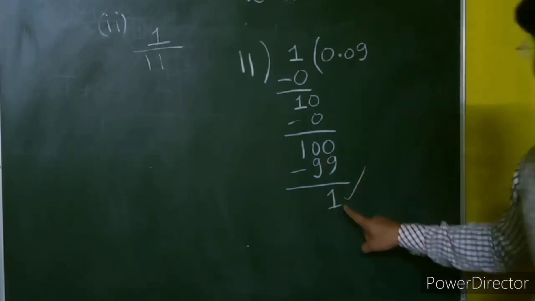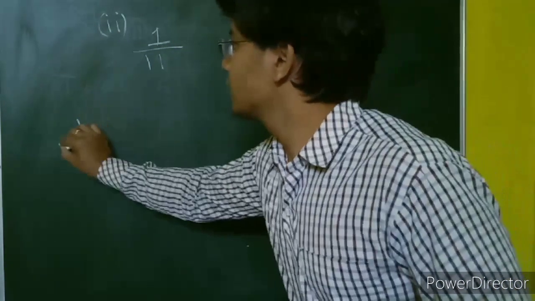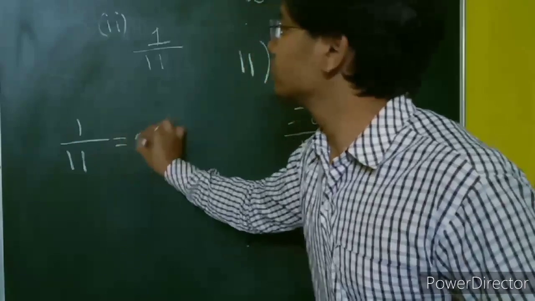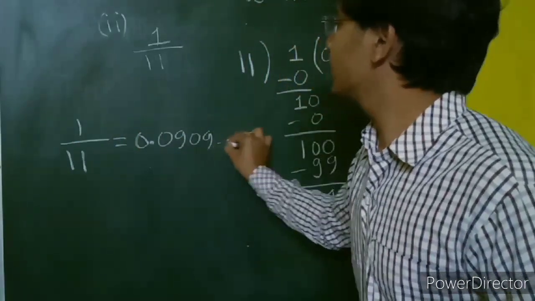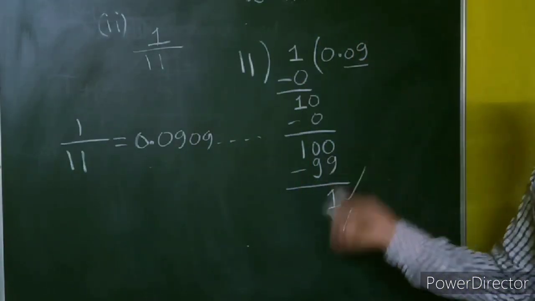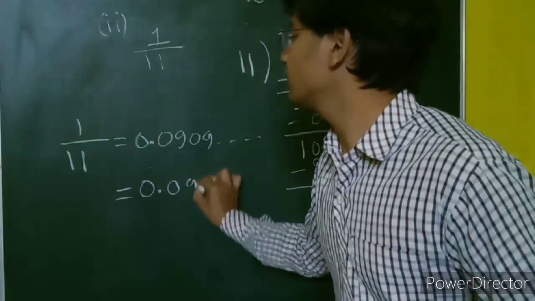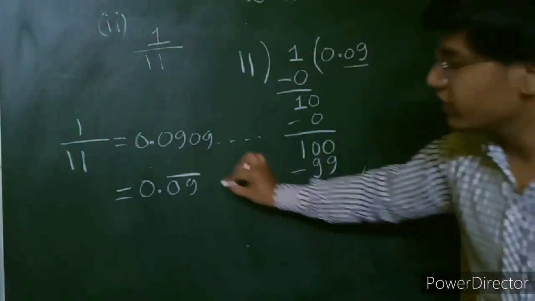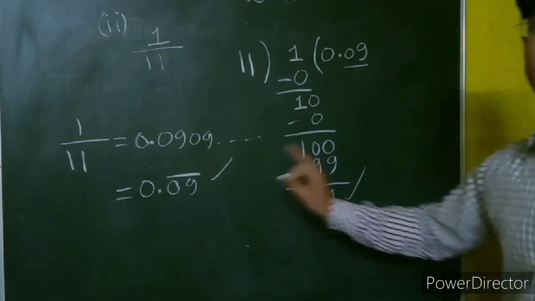Once again we got 1 here. So we can say that it will be like this: 1 upon 11 equals to 0.0909 dash dash dash, meaning 0909 will come again and again. So we can write it simply 0.09 bar. Bar is on 2 digits because these 2 digits are going to repeat again and again.